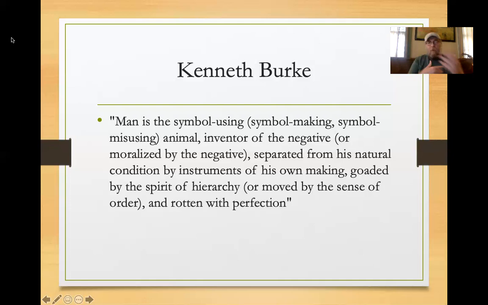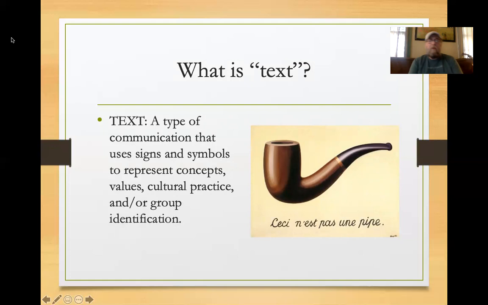What is a text? We already talked about this. A text is a type of communication that uses signs and symbols to represent cultures and our concepts, values, cultural practice, and group identification. So by that definition, writing is a text, dance is a text, colors are texts. These are all texts. This image is by a guy named Magritte. If you're taking art or art history classes, you'll come across him. One day he held up a picture of a pipe in front of his class, and he asked the class, what is this? And they all said, this is a pipe. In fact, in French underneath, it says, this is not a pipe.